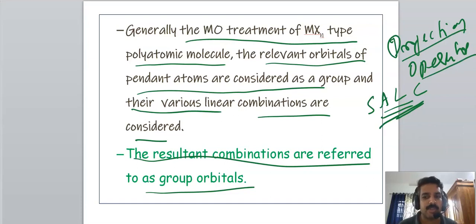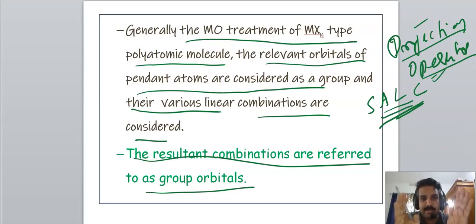Before discussing the projection operator, which we already discussed in the first video, there are some direct methods to find the symmetry adapted linear combination. First we will discuss those methods, then finally we move towards the projection operator technique. Can you follow me?